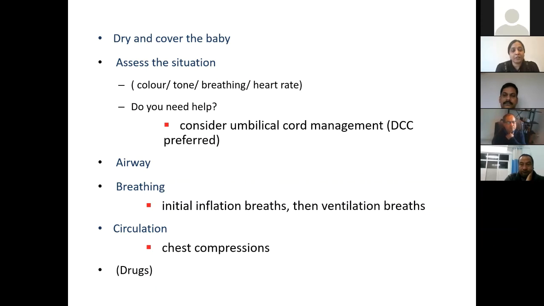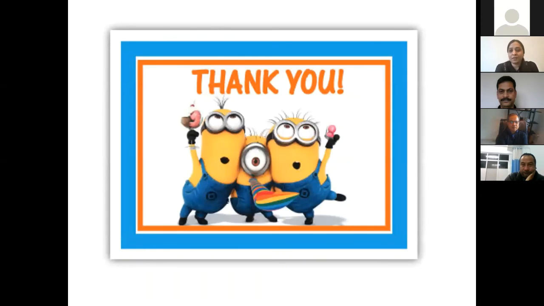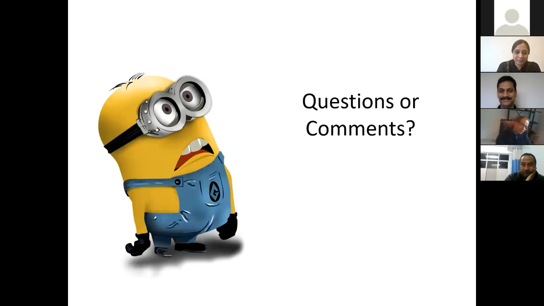Reassess, and if the heart rate is still slow, go into circulation. That's chest compressions, 3:1 ratio with 100% oxygen at this stage. And then consider drugs, that is through a UVC or intraosseous needle, starting with adrenaline at 20 micrograms per kilo. So that, in a sense, is the summary. So welcome any questions.